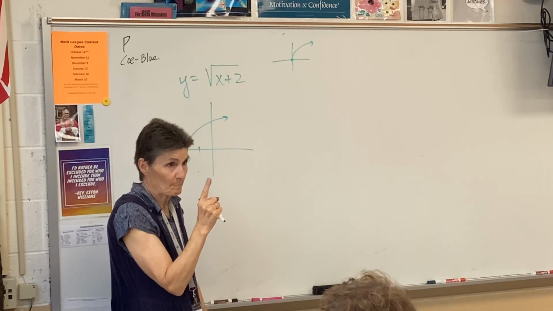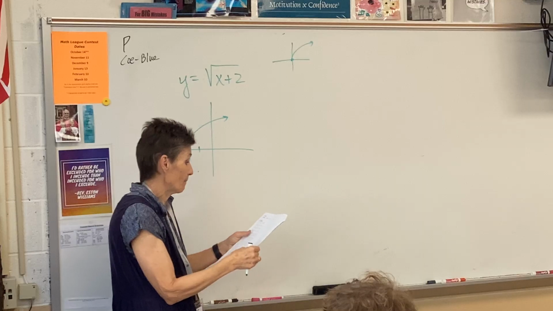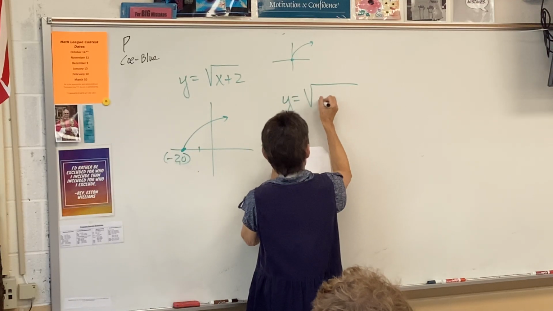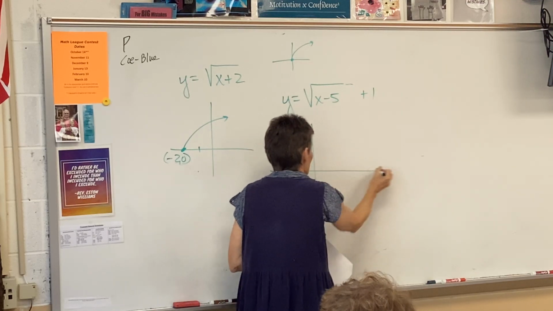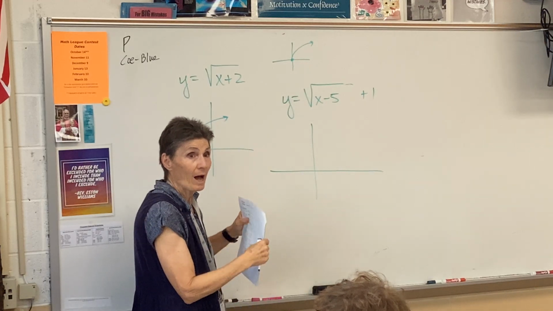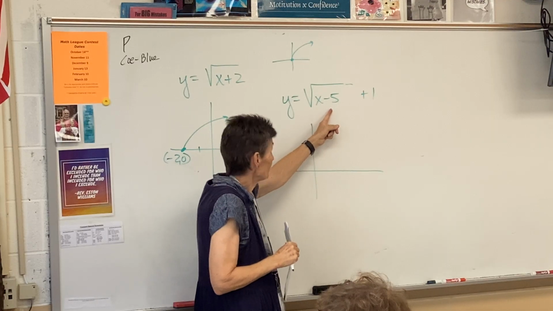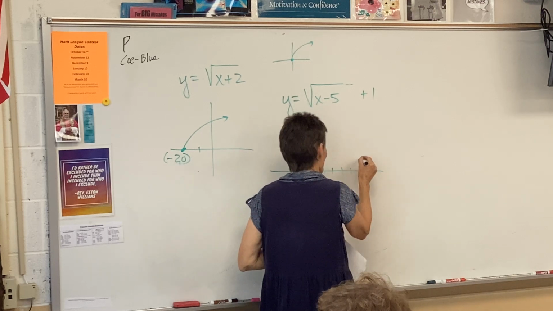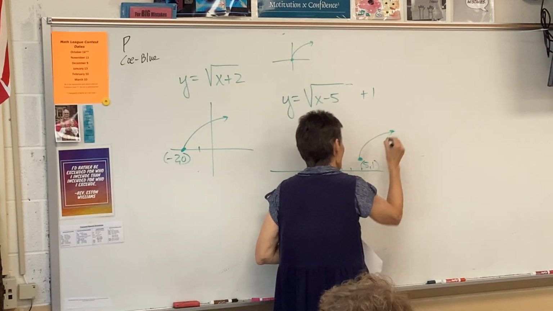You gotta know your shapes. Know your rules about moving. And it's so easy. Now, what about this one? This one has 2 things happening. It will be the same shape, won't it? But now how is it moving? Right 5, up 1. So 1, 2, 3, 4, 5, up 1. So that's the point 5, comma 1. And then up and out, just like always.